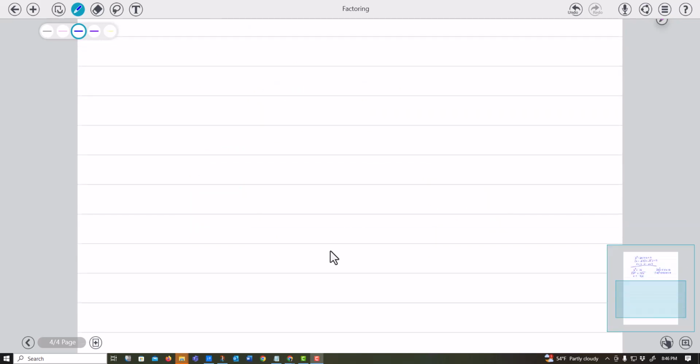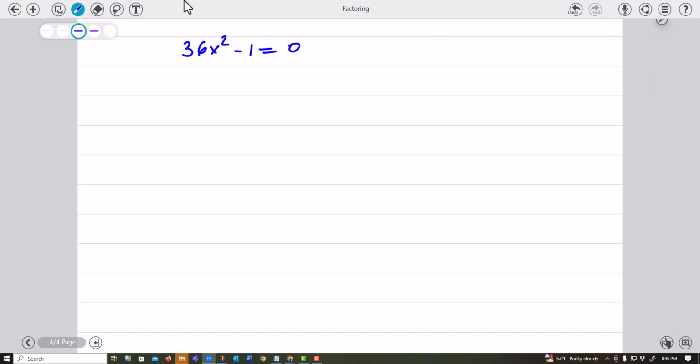And always be on the lookout for the special factoring. Say 36x squared minus 1 equals 0. I remember that 36 is a perfect square. So this is that difference of two squares. So (6x minus 1)(6x plus 1) equals 0.